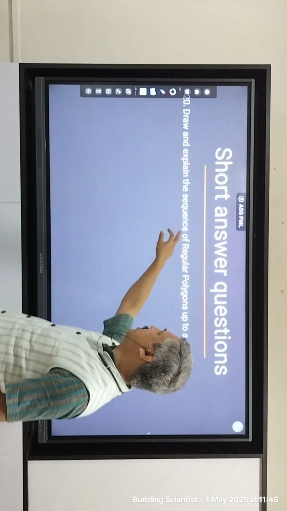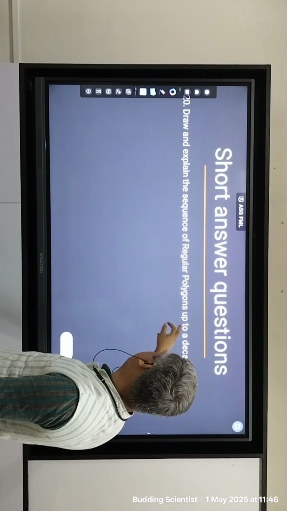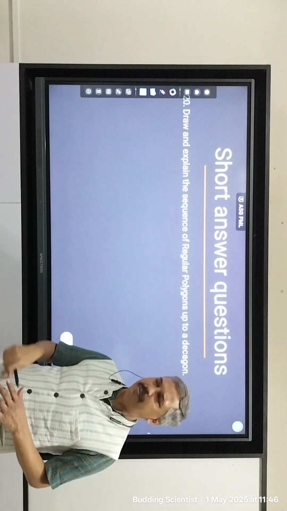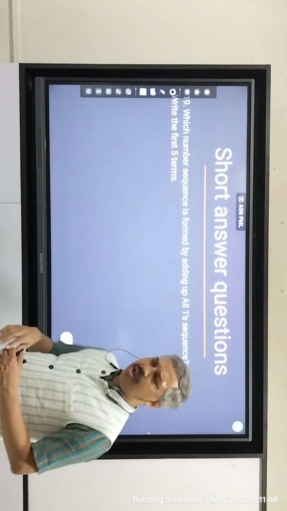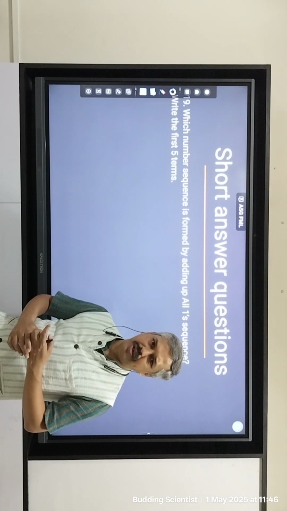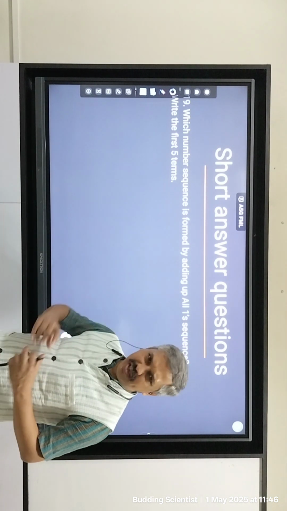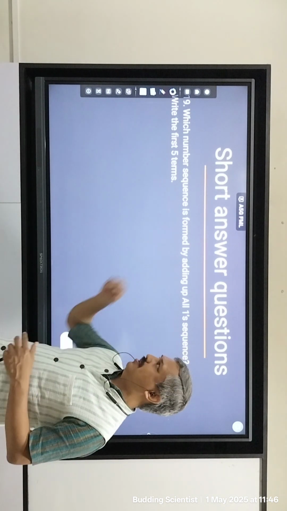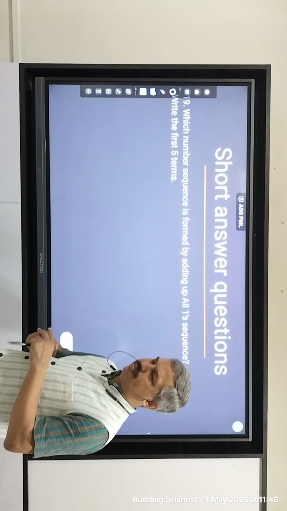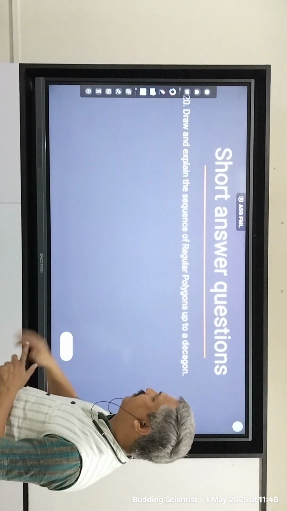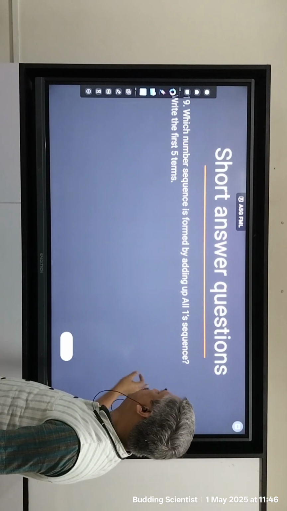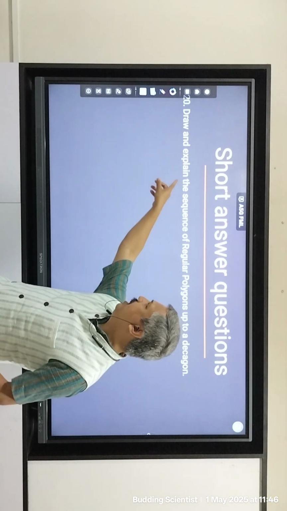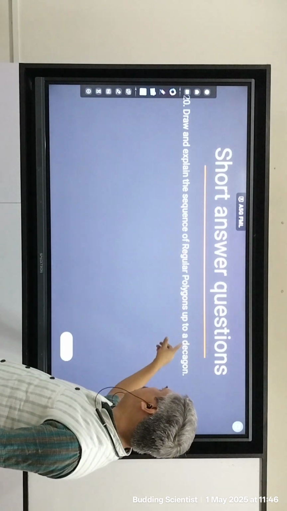Draw and explain the sequence of regular polygons up to a decagon. I don't fancy this problem coming in any kind of examination because drawing a regular polygon is a very difficult proposition. But I have generated the images and I am only sharing those images with you so that you know the answer. Write the first 5 terms. See this. Draw the regular polygons. Draw and explain the sequence of regular polygons up to a decagon.